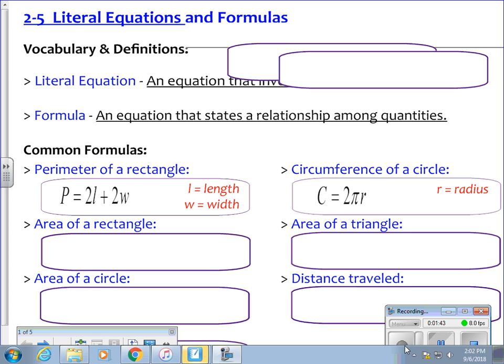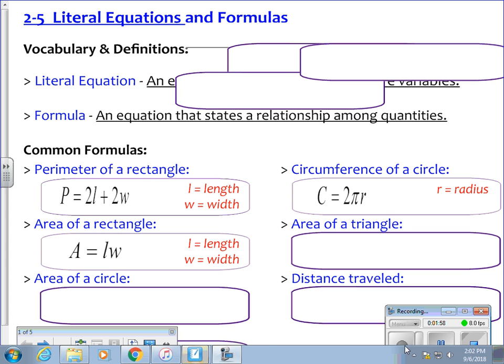Circumference of the circle. Circumference is 2 pi times the radius, 2 pi r, where r equals the radius, and C is the circumference. Area of a rectangle is length times width of that rectangle.